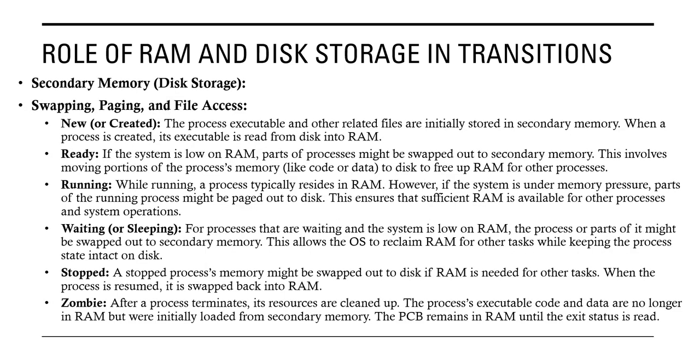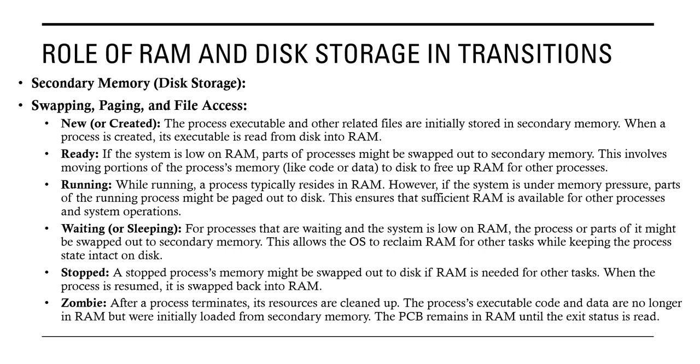Role of secondary storage: swapping, paging, and file access. New. The process executable and related data are initially stored in secondary memory. Then they are moved from disk to RAM. Ready. If the system is low on RAM, portions of processes might be swapped out to secondary memory. This involves moving portions of process memory, like code or data, to disk to free up RAM for other processes.